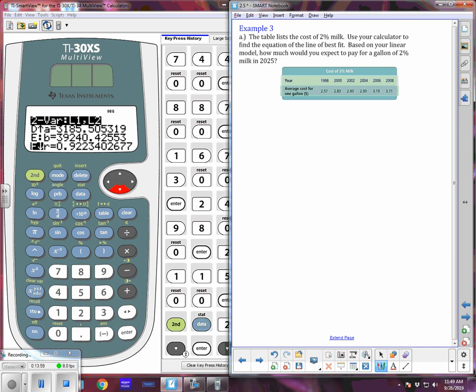Example 3, the table lists the costs of 2% milk. Use your calculator to find the equation of the line of best fit. Based on your linear model, how much would you expect to pay for a gallon of 2% milk in 2025?